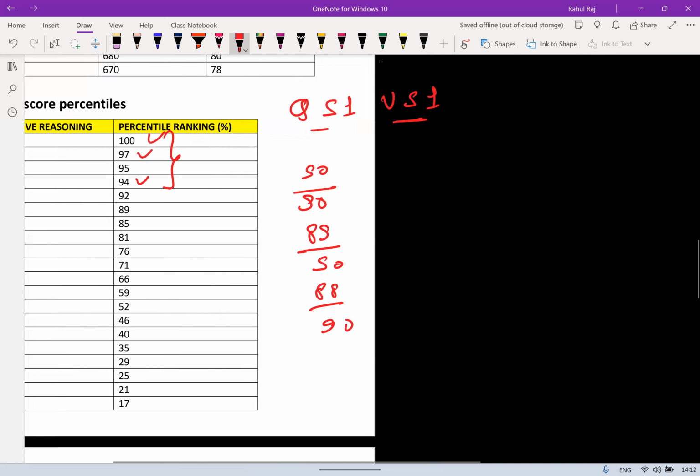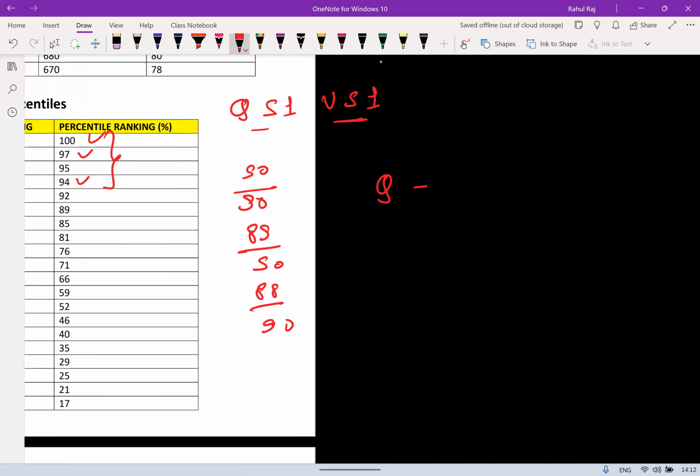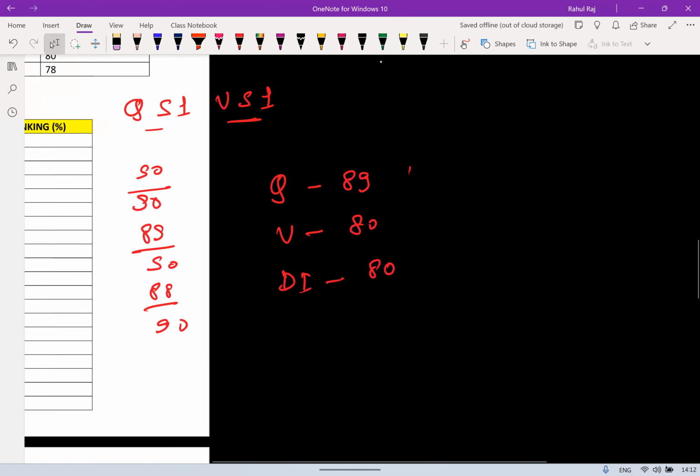So what will be your exam scoring is that, let's say in quant you have got 89, that is 99 percentile. In verbal, you have got, let's say, 80 out of 90. And let's say in data insights you have got 80 out of 90, whatever it is. So this is the scale scoring that will be given to you, and then they'll calculate the exact score, let's say this scores to 765 out of 805.